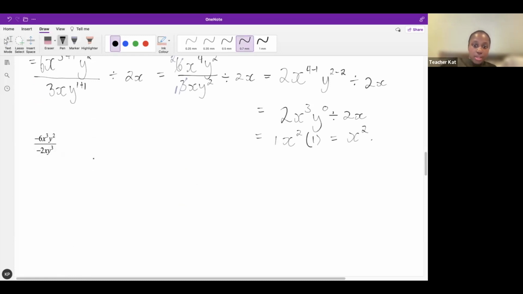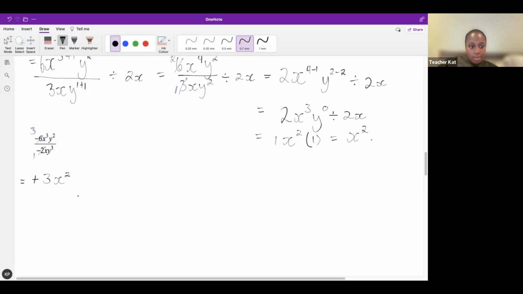Okay, we start with our symbols. A negative and a negative will give us what type of number? A positive. 6 and 2, what is my common factor? It is 2. It goes into 2 once and into 6 3 times. Okay, so we have positive 3. X cubed divided by x. So it's x to the power of 3 minus 1, which is 2.